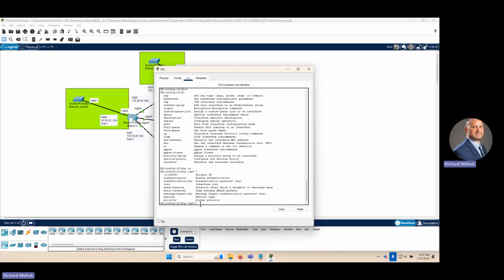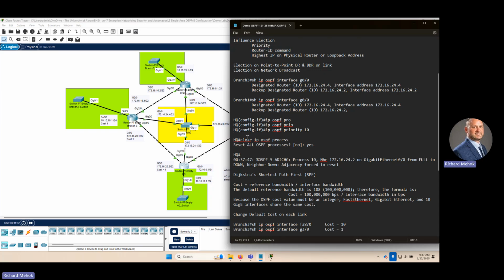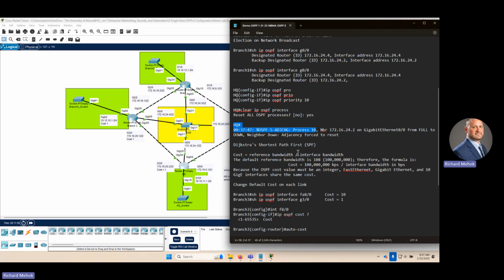Oh, router ID, where's that at? Okay, we'll look up where router ID is. It's on the PowerPoint. I didn't have it in here, so I'll have to redo that. And so once you see here, it goes down.